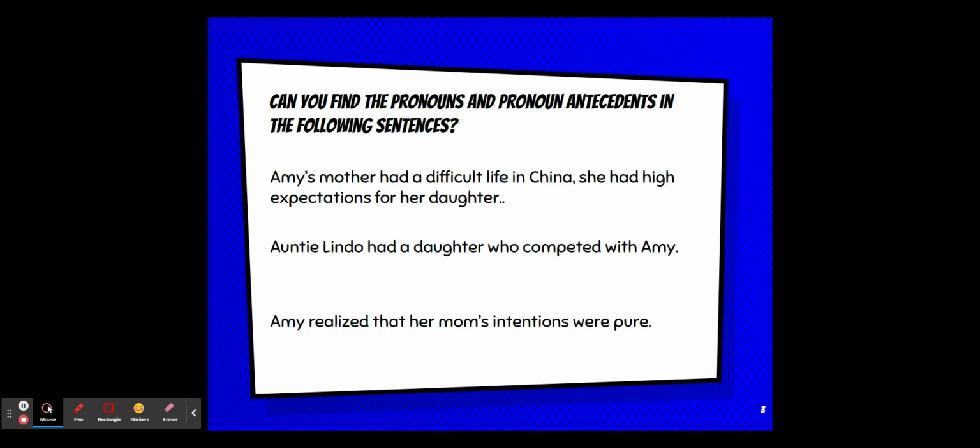Can you find the pronouns and pronoun antecedents in the following sentences? Take a second to pause the video and see if you can figure them out.